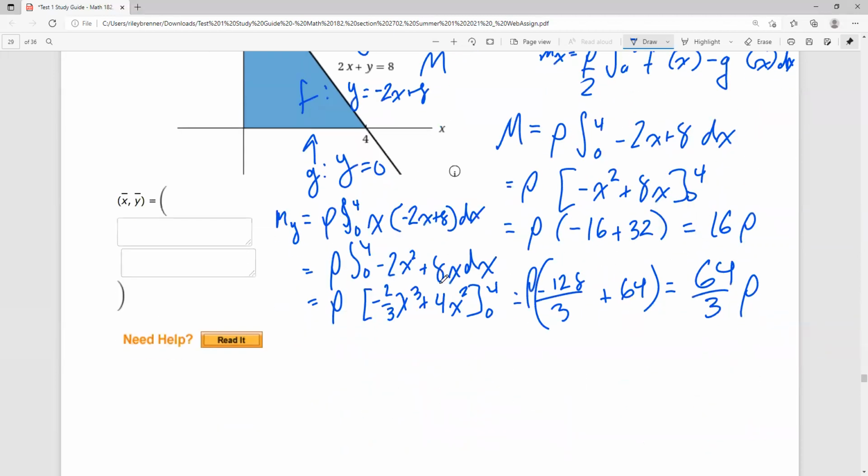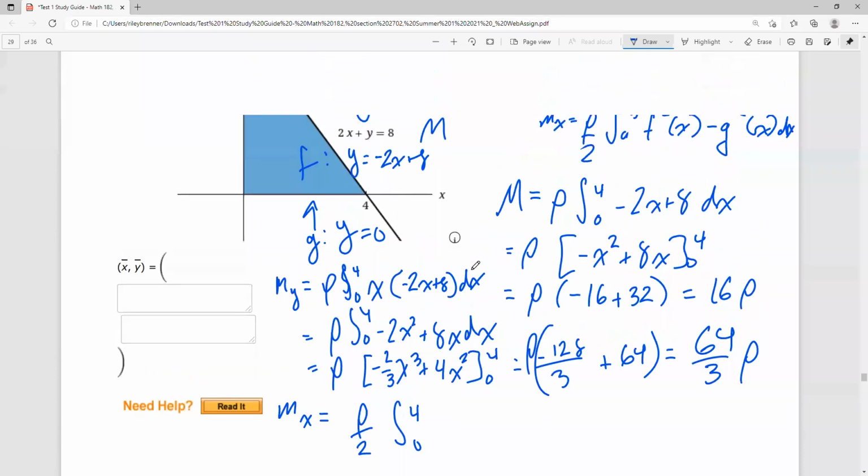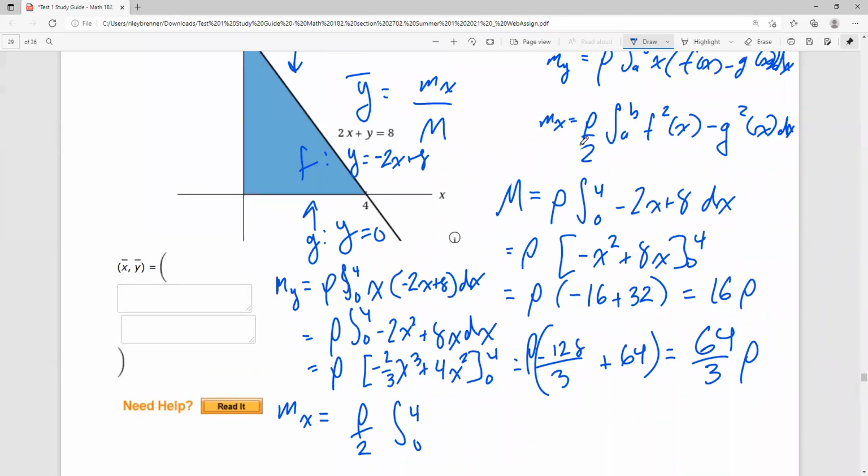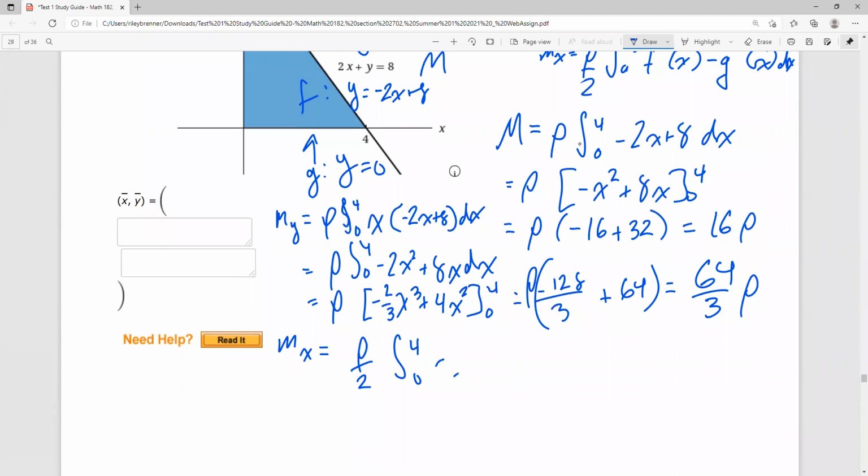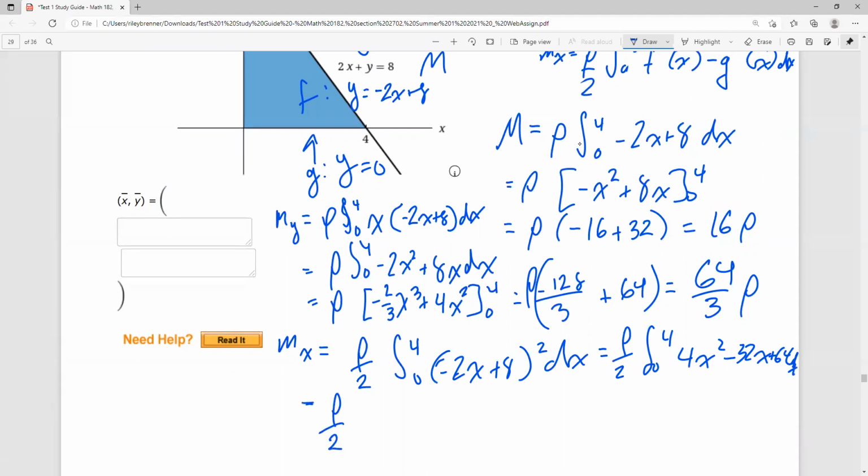Okay, that's My, and then Mx is equal to rho over 2 times the integral from 0 to 4 of fx squared, right? Because gx is 0, so 0 squared is 0. Fx squared, so this would be the line, negative 2x plus 8, that whole thing squared, dx, which is equal to rho over 2, integral 0 to 4, of 4x squared minus 32x plus 64 dx. That becomes, well, what does it become? That's a good question.